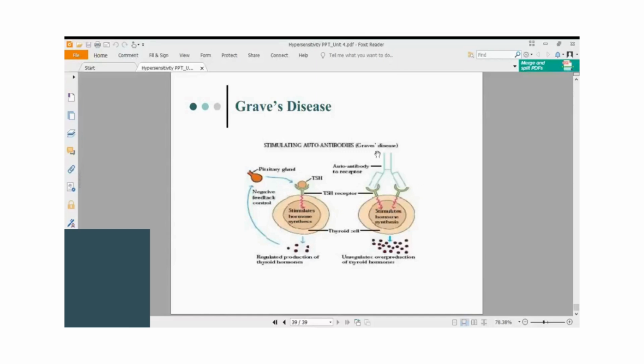So Graves' disease is nothing but autoantibodies coming and binding to the TSH receptor, stimulating the thyroid follicle cells to produce excess thyroid hormone. Now what happens? These antibodies that are bound there will not keep quiet because there is an antigen antibody complex which is already formed. Initially, the response will be hyperthyroidism.